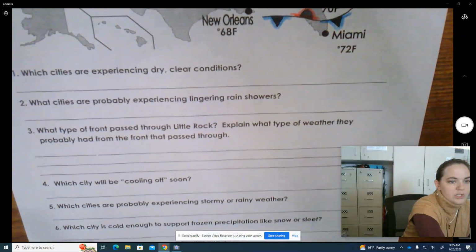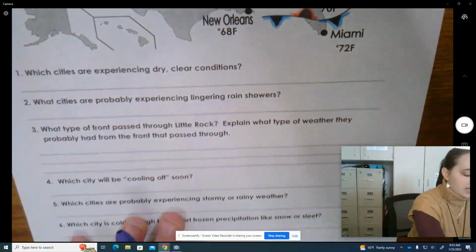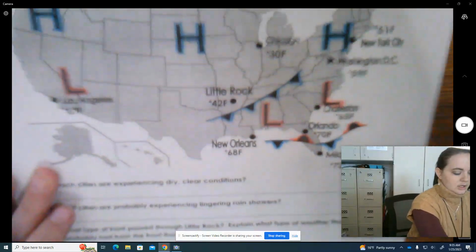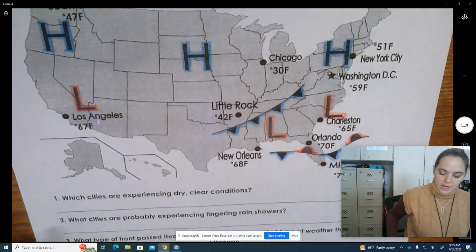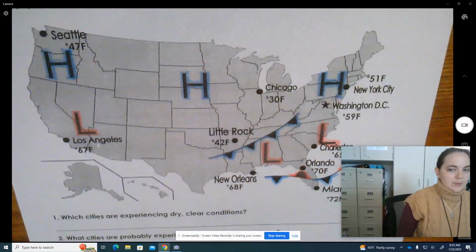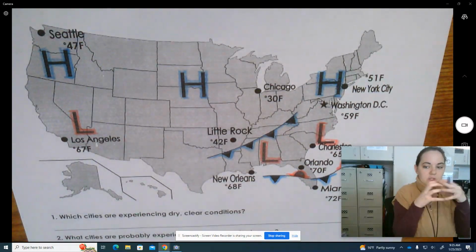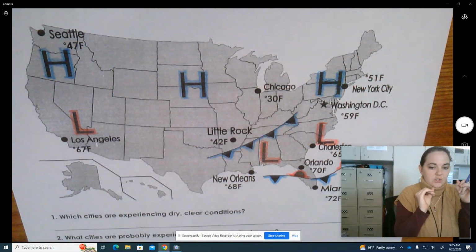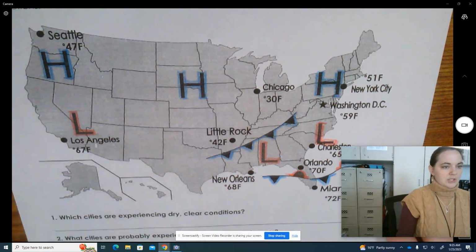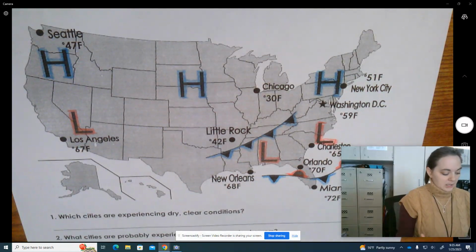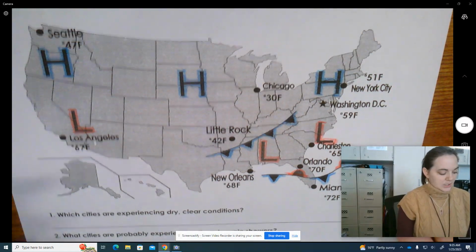is, which cities are experiencing dry, clear conditions? So if we look up here, we know that dry, clear conditions is where there is high pressure. There's high pressure, things are squished down. There's not enough space for things to evaporate and turn into clouds. So anywhere where there's a high pressure system is going to be nice, clear, dry conditions.